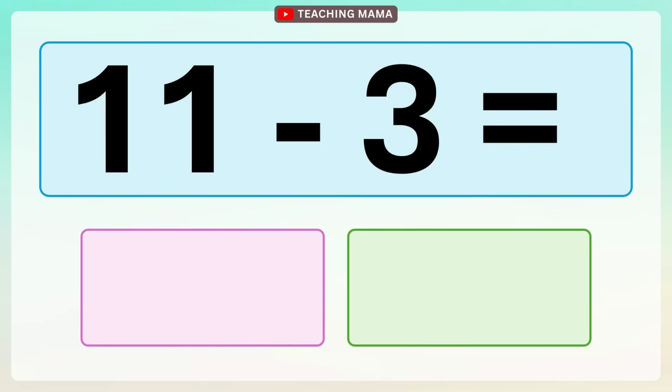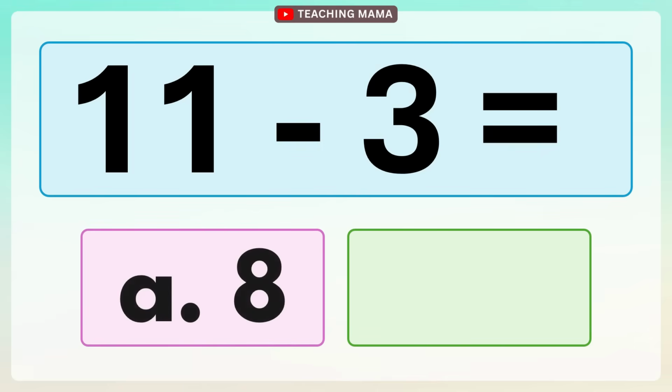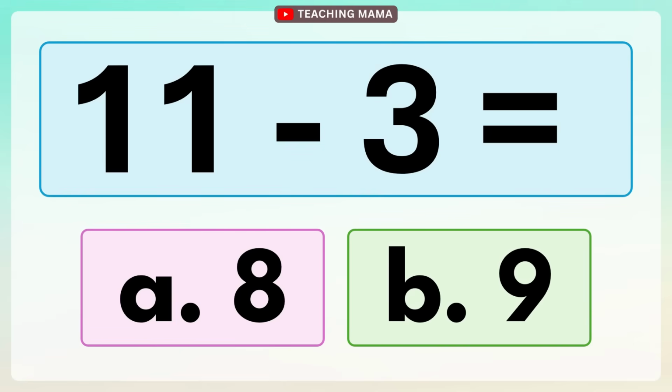11 minus 3 equals A. 8. B. 9. What is the answer? A. 8.